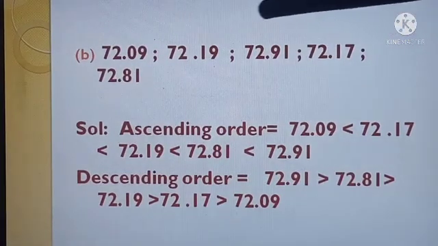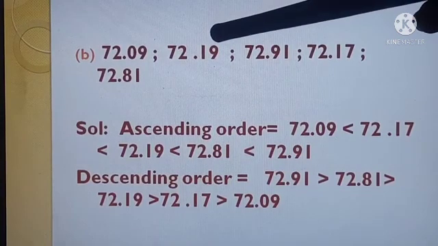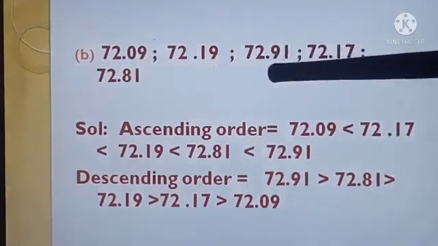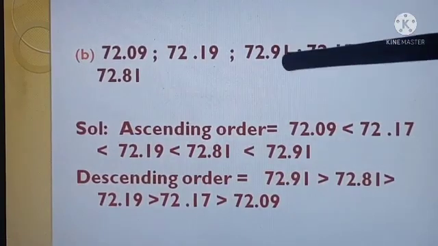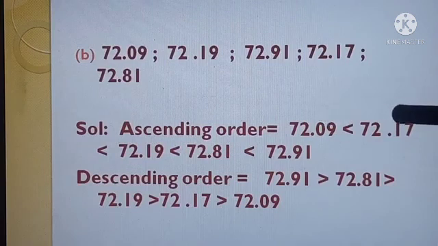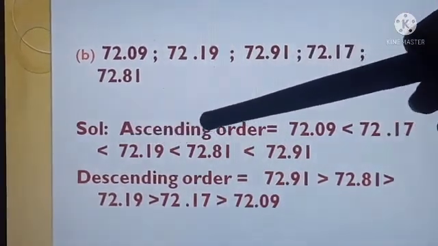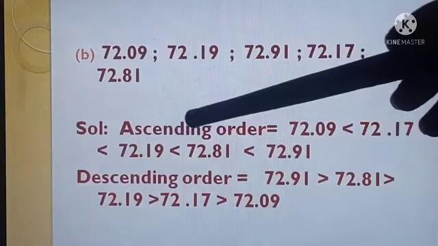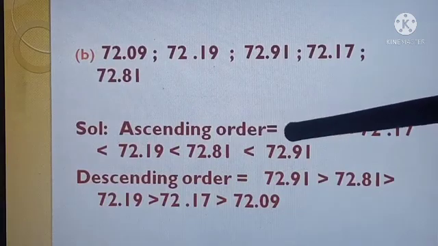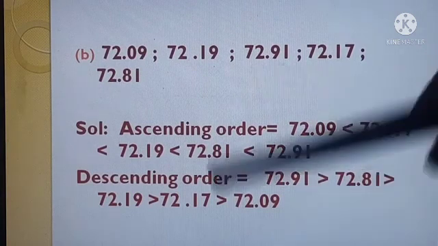After that 72.17. The next will be 72.19. Then 72.81. 8 will be written first. After that 9 will come now. Then 72.91. So our ascending order will become 72.09 is less than 72.17. 72.17 is less than 72.19. And 72.19 is less than 72.81. 72.81 is less than 72.91. Right?